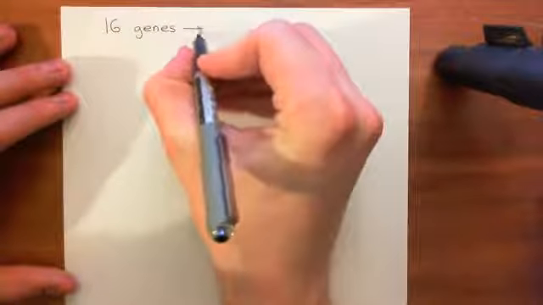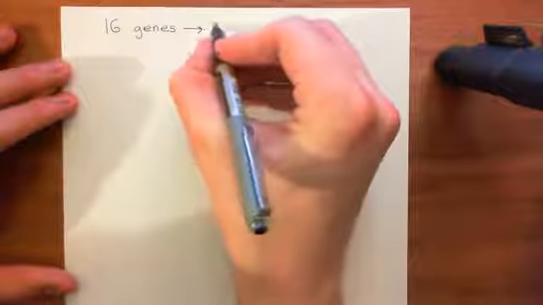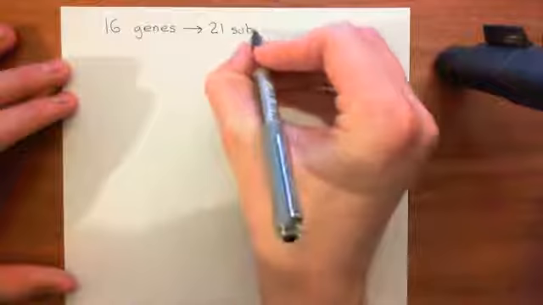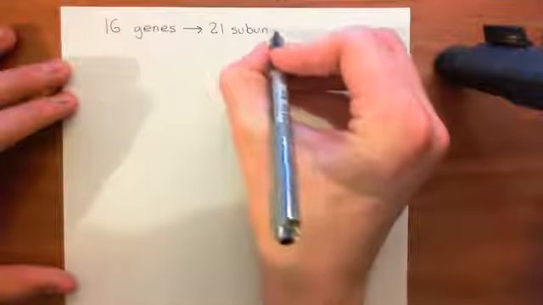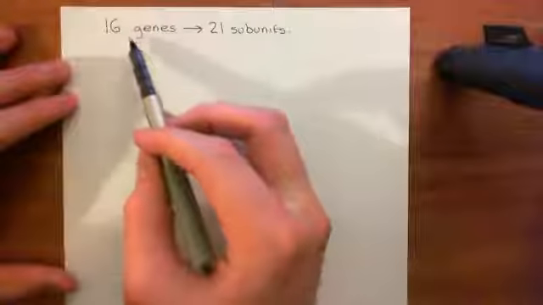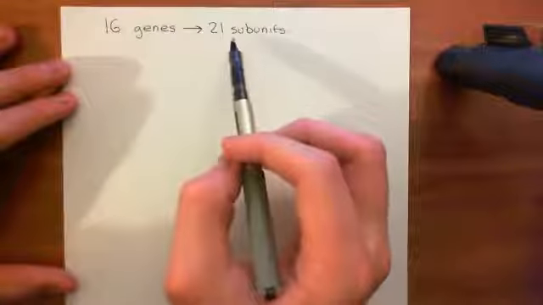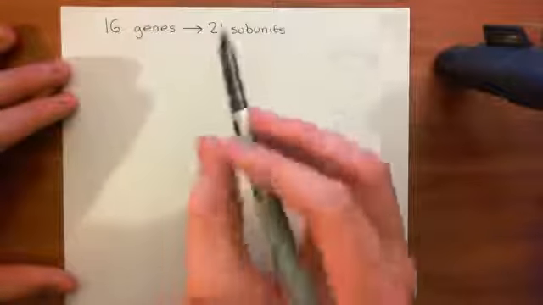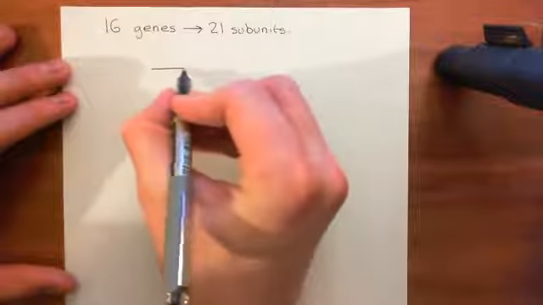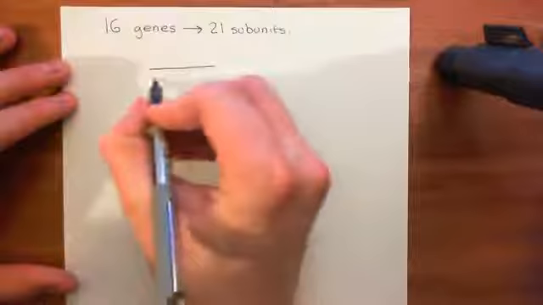Now, how many alpha subunits can you actually produce from these 16 genes? Well, actually, you can produce 21 different subunits. Now, this seems like a bit of an anomaly, but the reason for this is that some genes have multiple known splice variants. Let me explain what I mean by that. Basically, let's just go over the central dogma of biology.